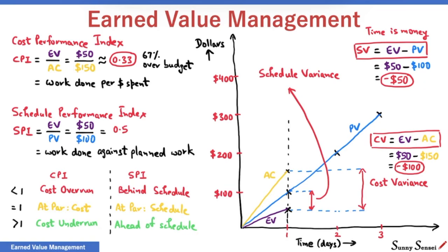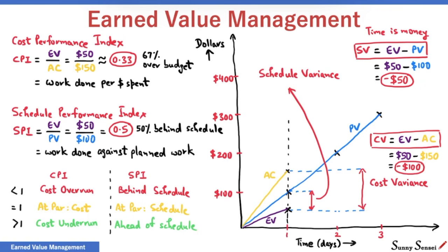In our example, SPI is 0.5, less than 1. We are 50% behind schedule. From the start of the project to the end of day 1, only 50% of the planned work is completed. To summarize, cost variance and schedule variance indicate the gaps in dollar terms. But CPI and SPI capture the gap in relative terms as percent.